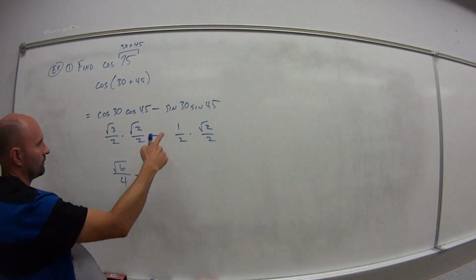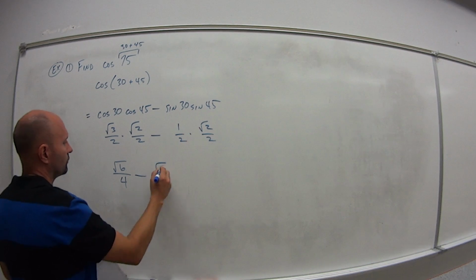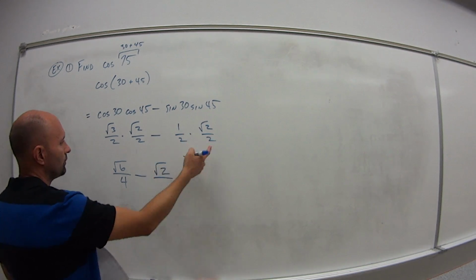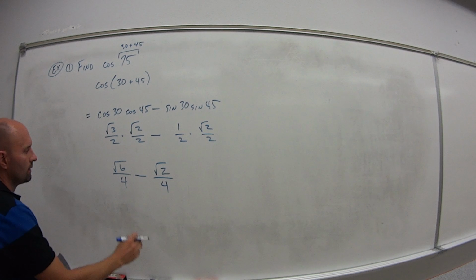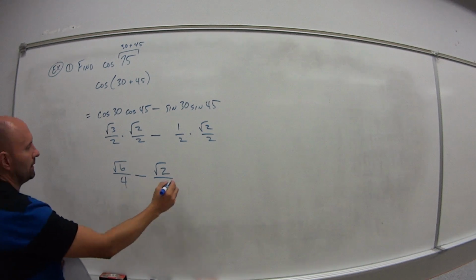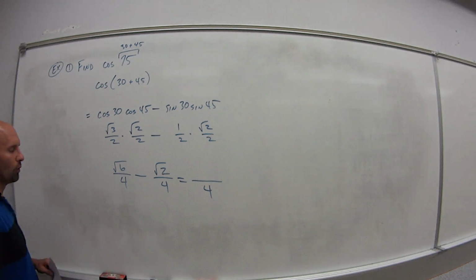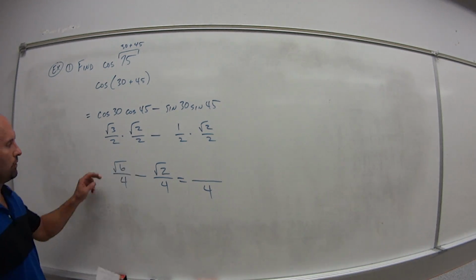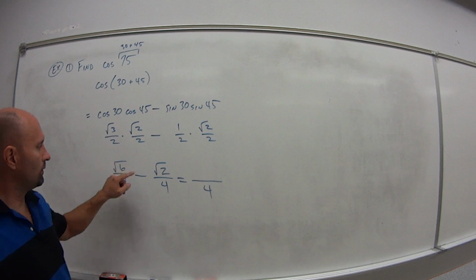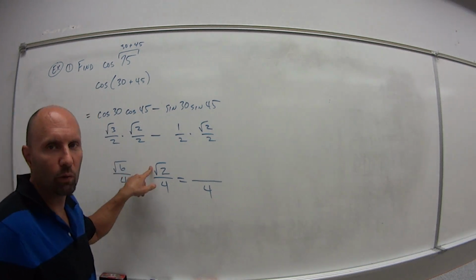And then minus 1 times square root of 2 is square root of 2. 2 times 2 is 4. Fortunately, they have the same denominator, so that means our answer is going to have a denominator of 4. And then in the numerator, we have what? Square root of 6 minus square root of 2.